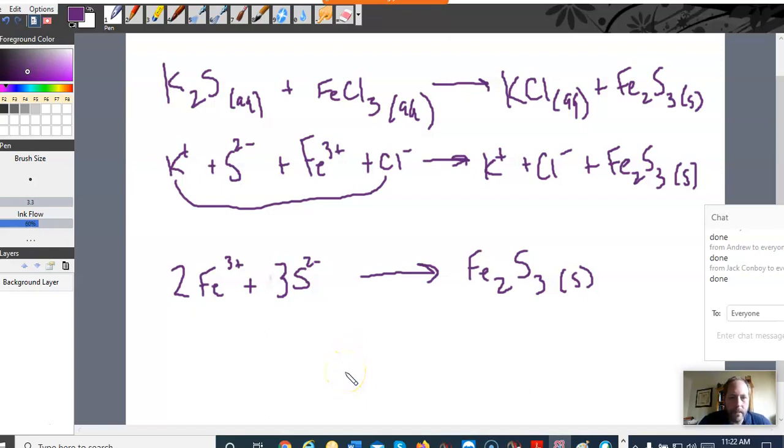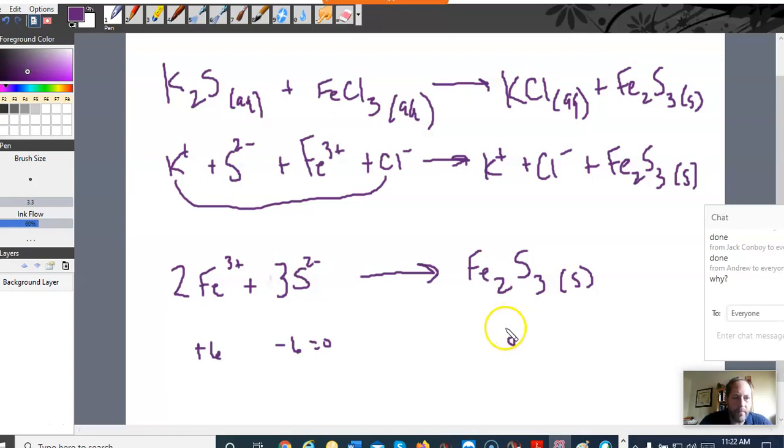That good? All right. So notice I have the ions balanced, but also our charges are balanced as well. Notice 2 times 3 gives me a 6 plus, 3 times minus 2 gives me a minus 6, for an overall charge of 0. And the overall charge of this molecule is 0. So that also is balanced.